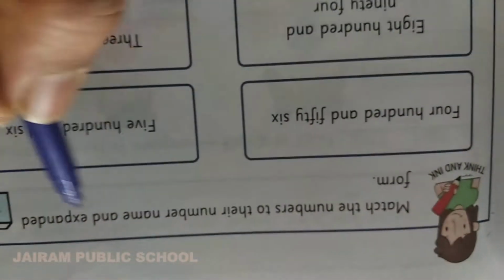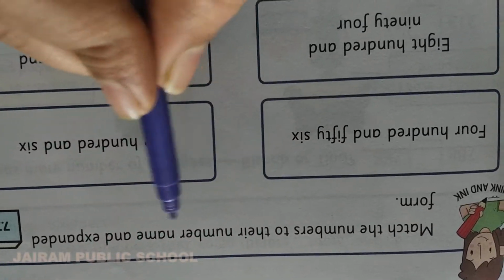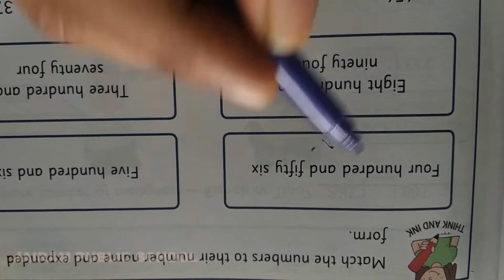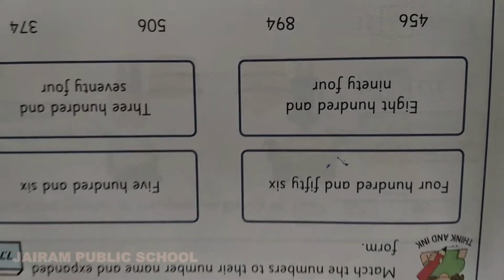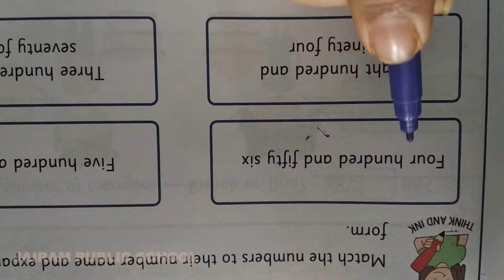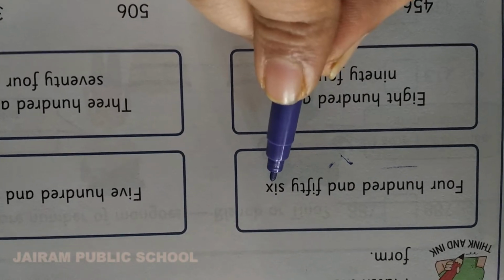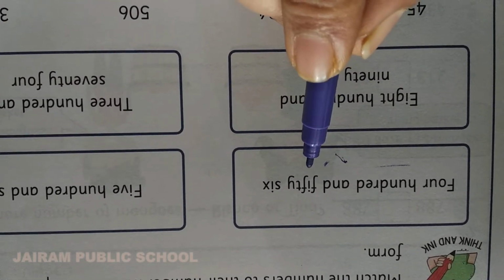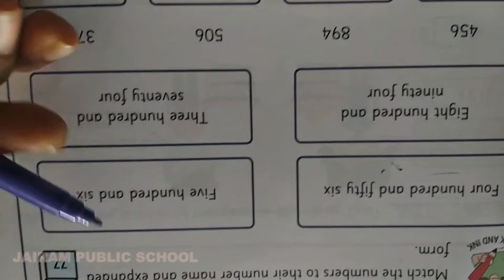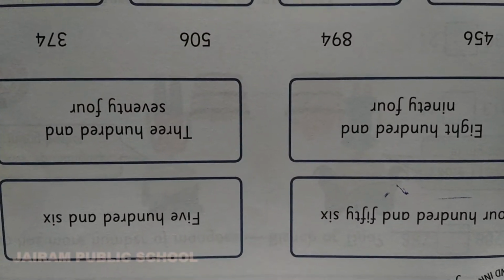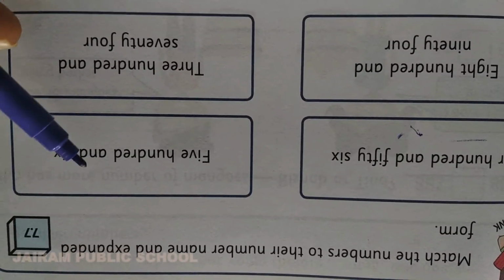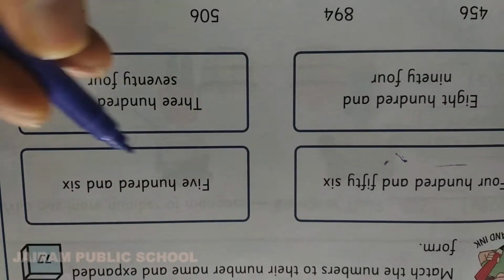Okay, and next see here, we are going to see the think and ink activity 7.7. Match the numbers to their number name and expanded form. So here on the left side they have given the expanded form and the number names, and you want to match it. See here, what is the number name they have given? 456. So how will we write it in numbers? Check whether on the right side there is any number or any same words they have written.